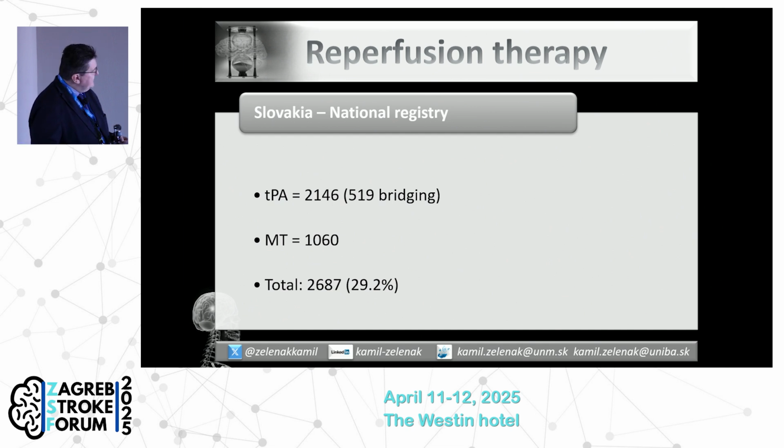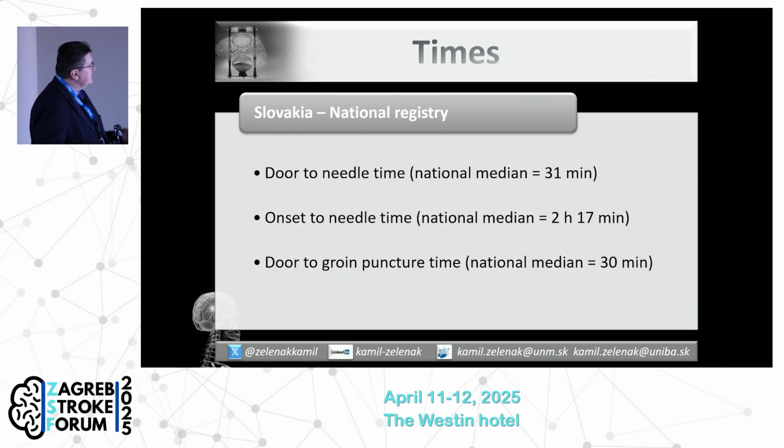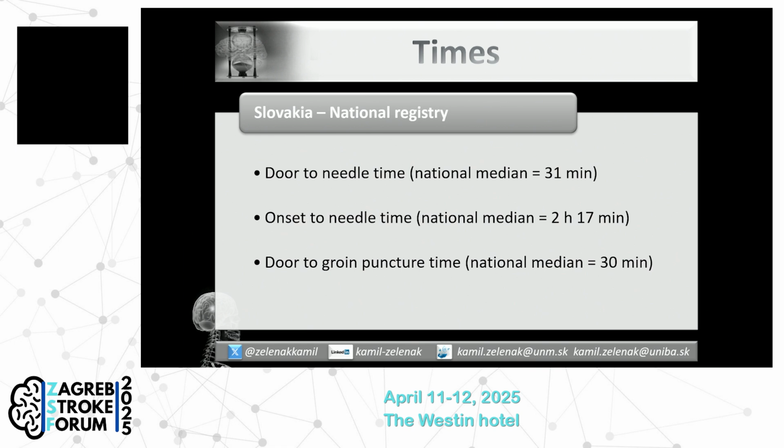more than 1,000 cases. So if we rate both of them, the reperfusion therapy is served for approximately 29% of the patients with stroke. So the percentage is quite good. Regarding the times and the quality we measure, door to needle time, national median is 31 minutes. Onset to needle time is 2 hours and 17 minutes. And door to groin puncture, national median is 30 minutes.